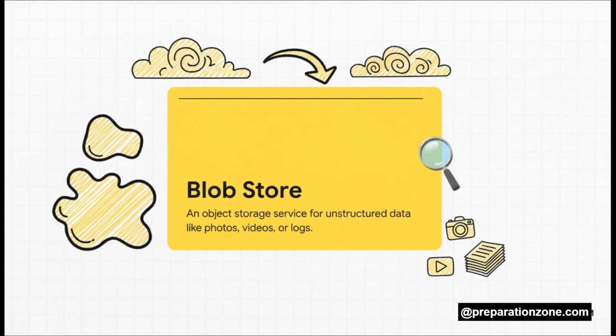And that's exactly why we have blob stores, like Amazon S3 or Google Cloud Storage. This is the right tool for the job. It's a specialized service designed from the ground up for storing massive, unstructured things like photos, videos, and log files. It's built for pretty much infinite scalability, and it's incredibly cost-effective.